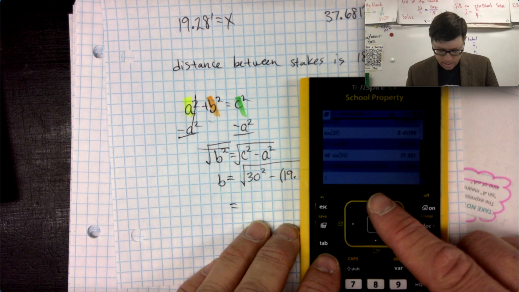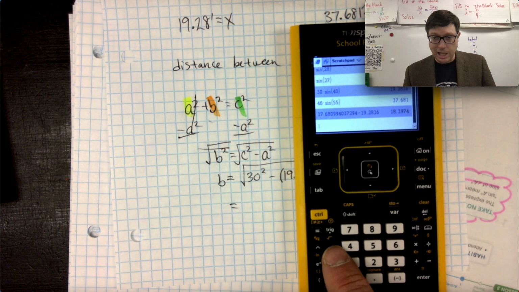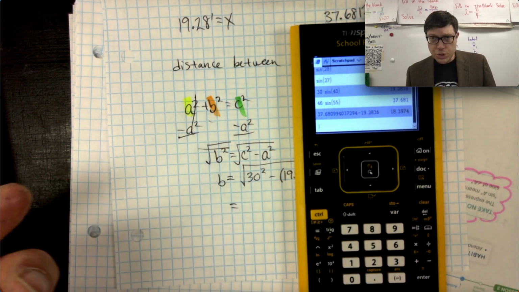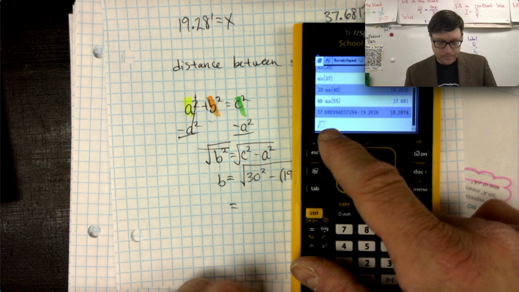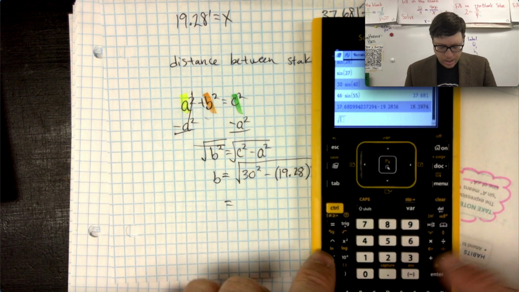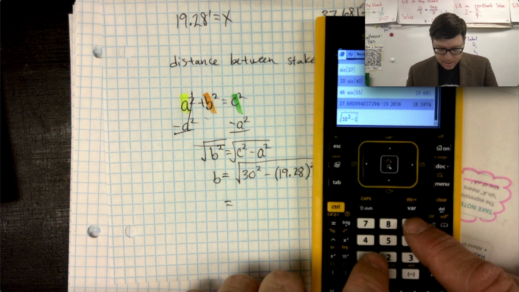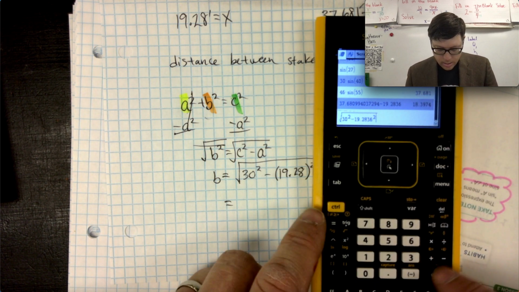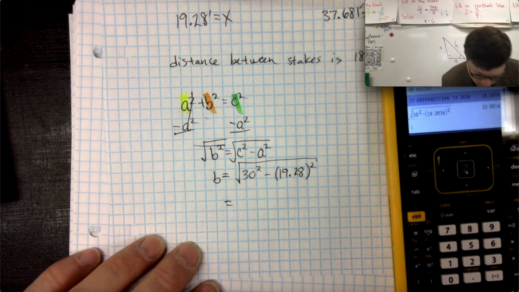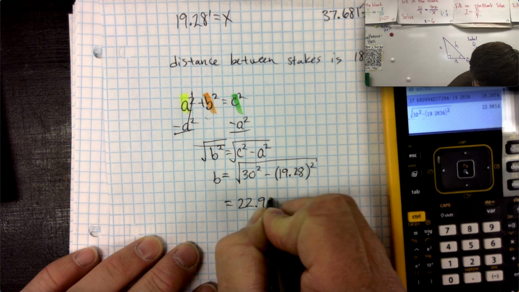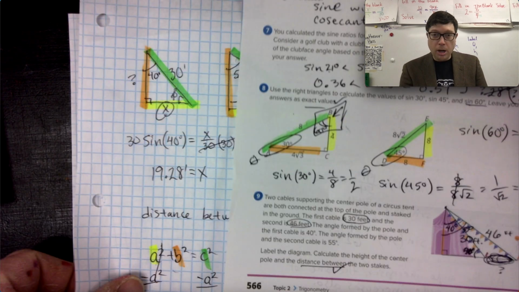I have the square root button. The square root symbol is yellow, and it's above the x squared button. So to do square roots on this calculator, I'm going to go second x squared, and I'm going to get that square root symbol. There's another way to find it as well, but this is the easiest way. Then I'm going to go 30 squared minus 19.2836 squared. And I get this. The height of the pole is 22.981 feet. With that, I have now answered all parts of question 9.